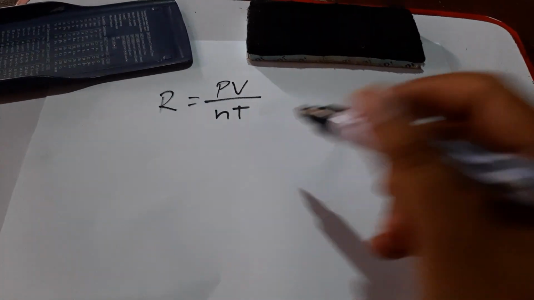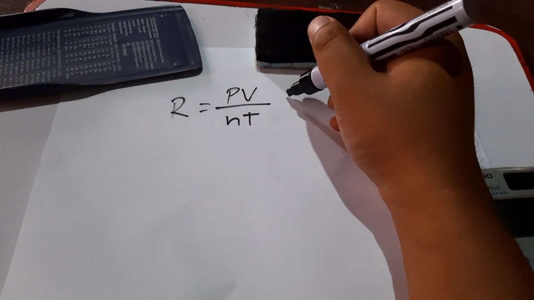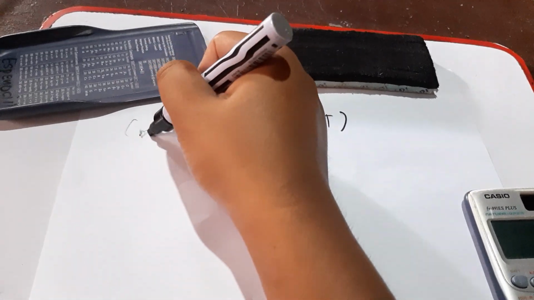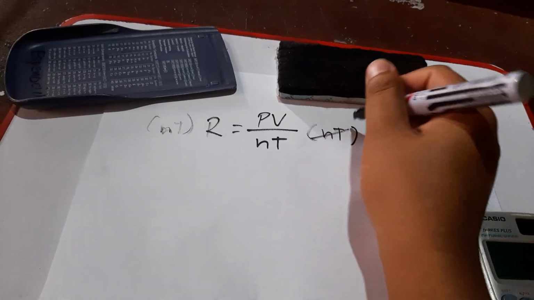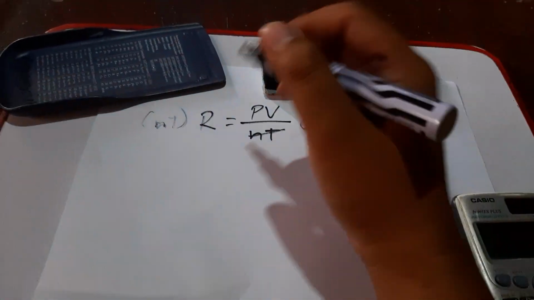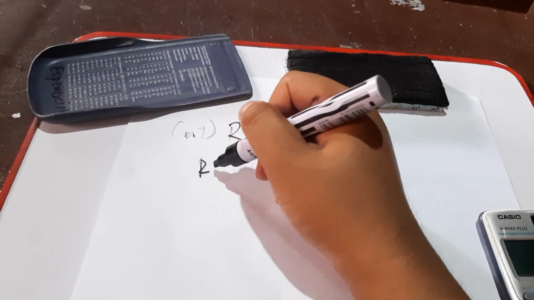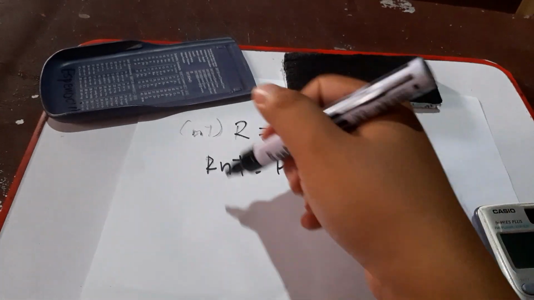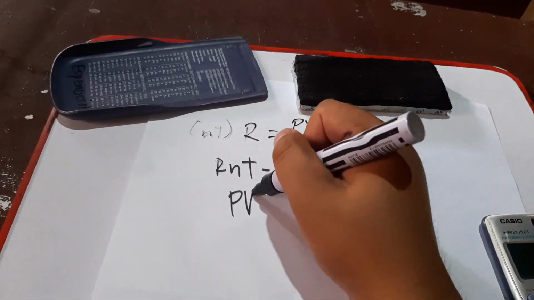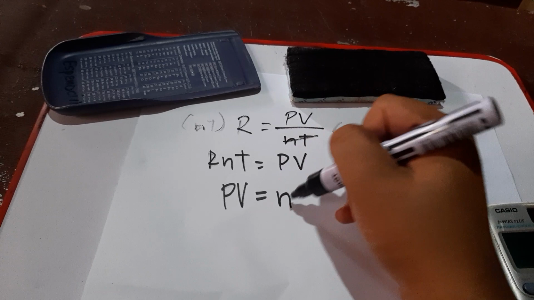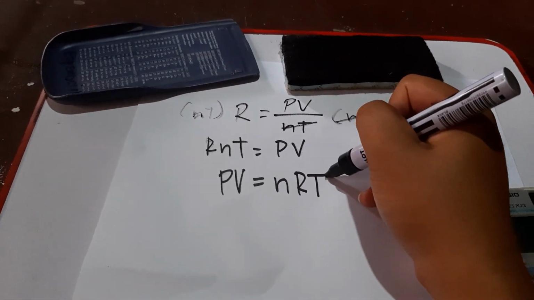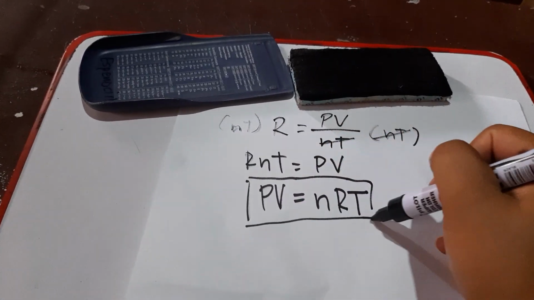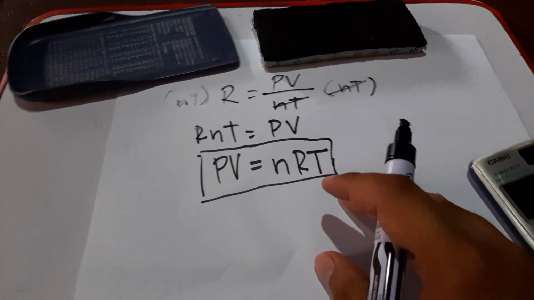Scientists or even students don't like fractions. So we can rewrite this by multiplying both sides by nT. So it'll cancel out, and I'll be left with R times n times T is equal to PV. And I can rearrange this into PV is equal to nRT. Familiar? This is your ideal gas equation.